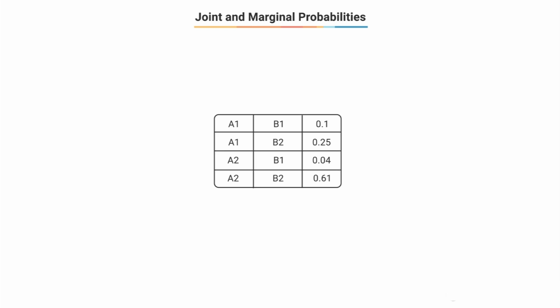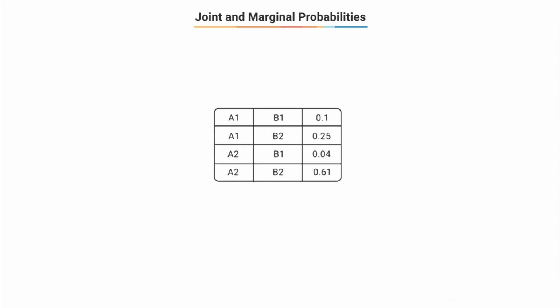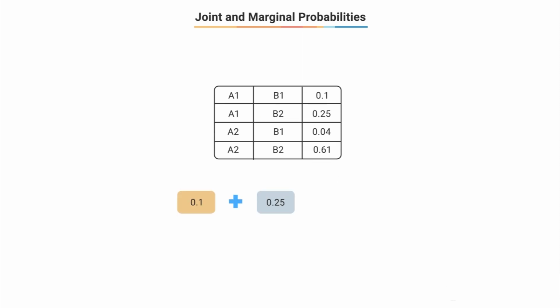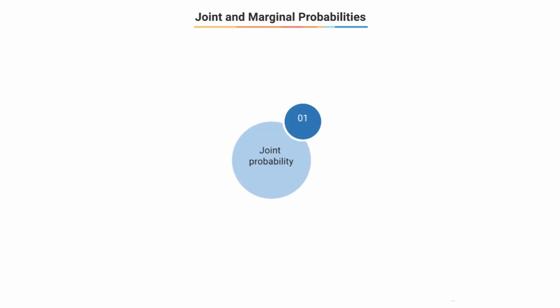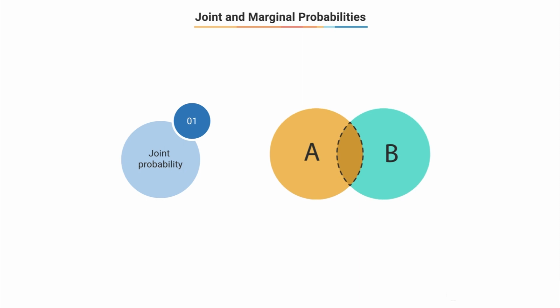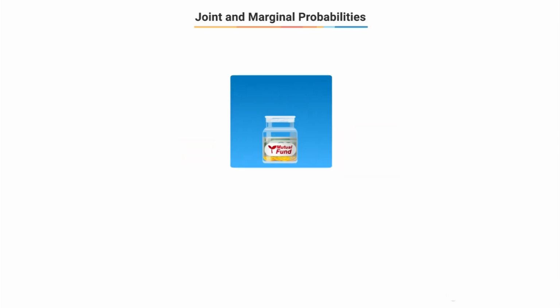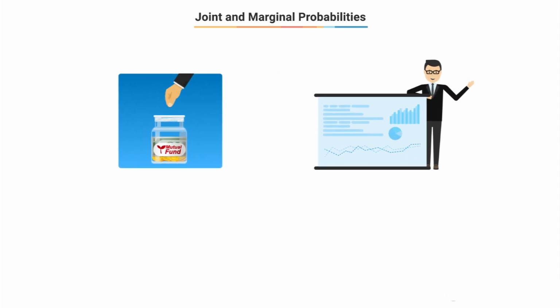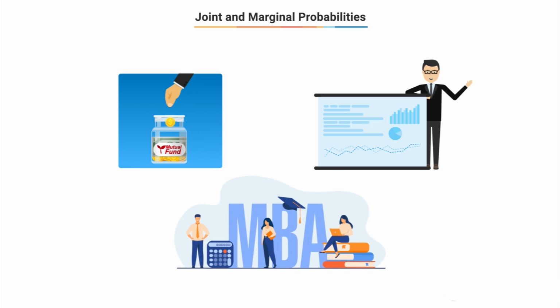From the table, the probability that a manager graduated from a top MBA program is a marginal probability. Hence, probability of A1 is equal to 0.1 plus 0.25, which is equal to 0.35. We also know the joint probability, which is probability of A1 intersection B1, from the table as 0.1. In other words, there is a 28.57% chance that a fund would outperform the market given that the manager graduated from a top MBA program.